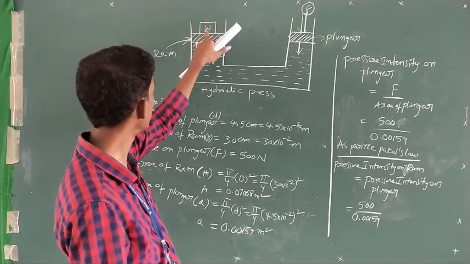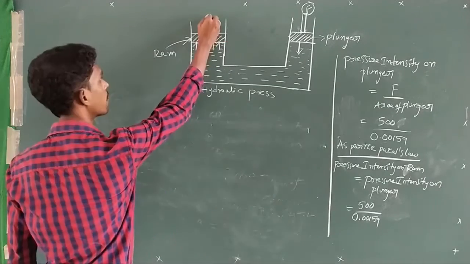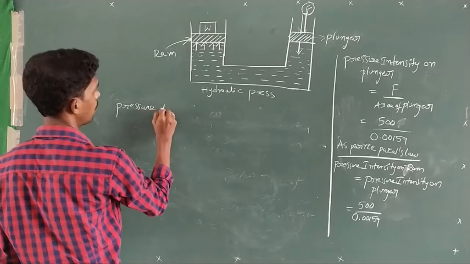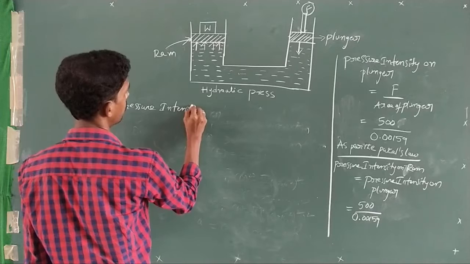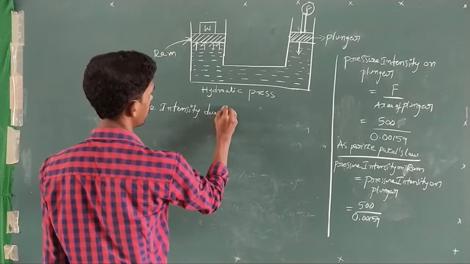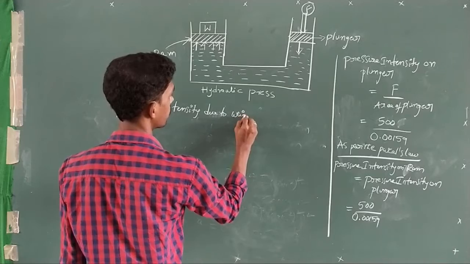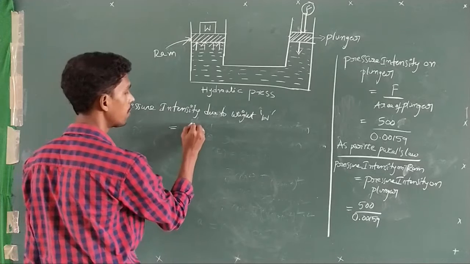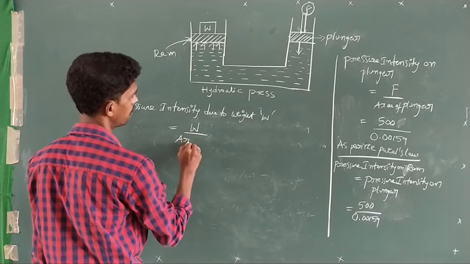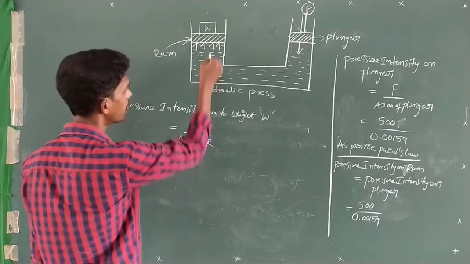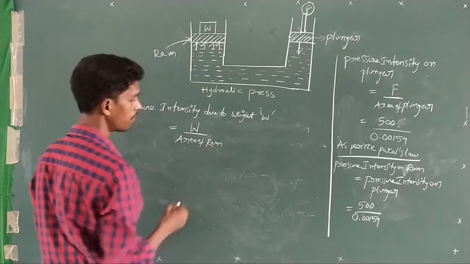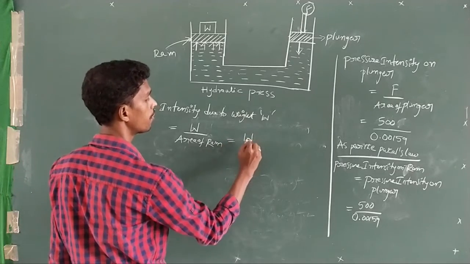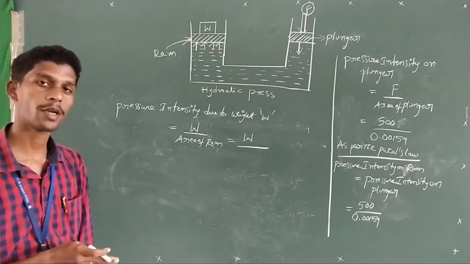So what about the pressure intensity due to this weight on the ram? This weight effect, pressure intensity due to weight W, right? So what about this formula? The weight by the area on which it is acting on the ram. So weight by area. What about the weight here? We don't know the weight, but we know the area of ram, right?